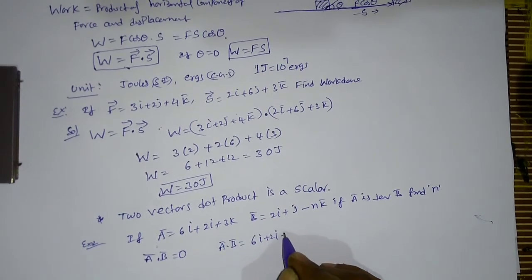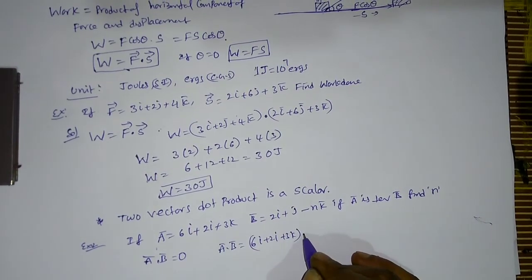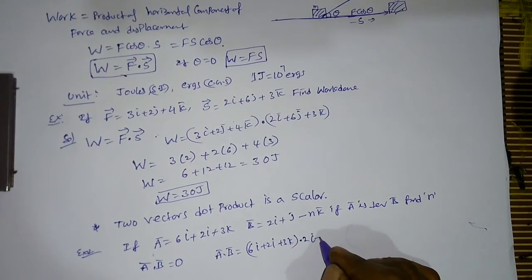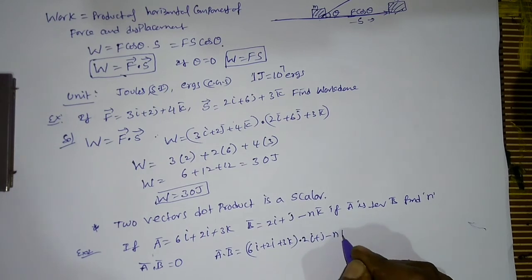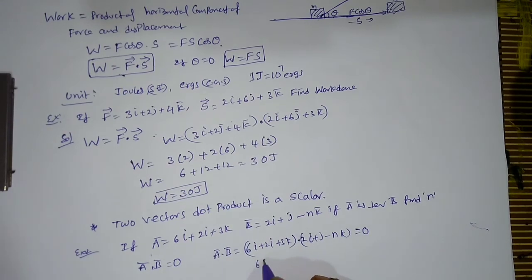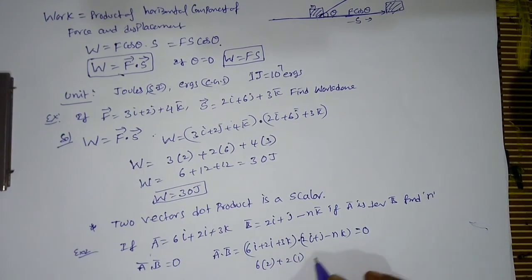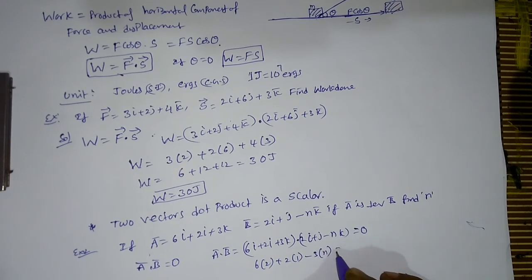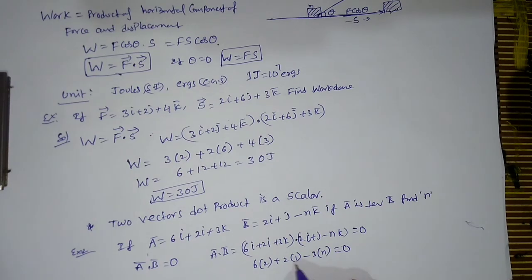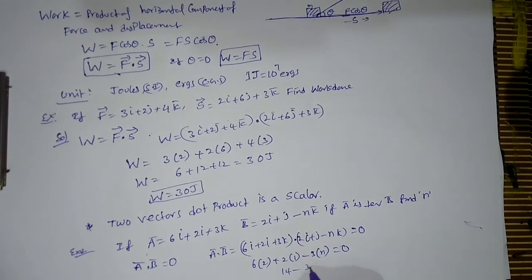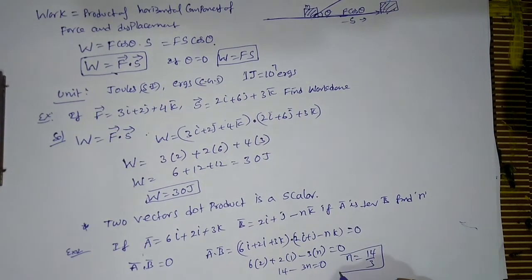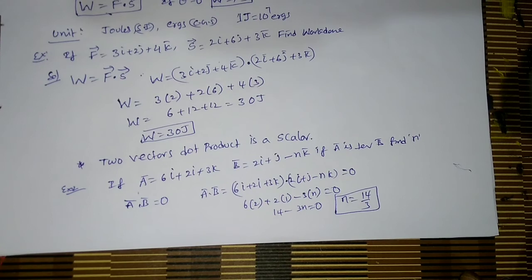So a bar dot b bar is equal to 6i plus 2j plus 3k dot 2i plus j minus nk, equating the dot product to 0. That means 6 into 2 plus 2 into 1 minus 3 into n is equal to 0. Then 12 plus 2 is 14. So 14 minus 3n is equal to 0, or n is equal to 14 by 3. Simply, the value of n will be 14 by 3.